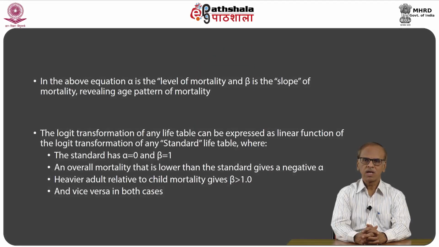In the above equation, alpha is the level of mortality and beta is the slope of mortality, revealing the age pattern of mortality. The Logit transformation of any life table can be expressed as a linear function of the Logit transformation of any standard life table, where number 1, the standard has alpha equals 0 and beta equals 1. Number 2, an overall mortality that is lower than the standard gives a negative alpha. Number 3, heavier adult relative to child mortality gives beta greater than 1.0, and number 4, vice versa in both cases.